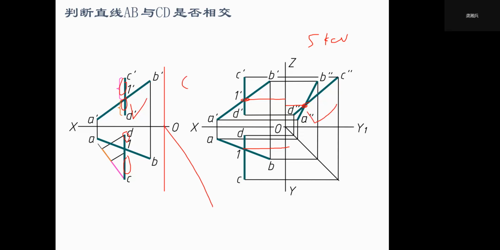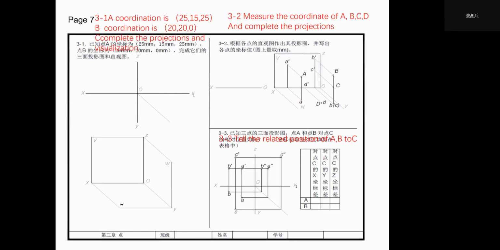You complete the third one. For the intersection point, use the point projection line. If it obeys, this one is an intersection point. If not, this one is not an intersection point, so they are not intersecting lines. So this answer is no, no intersection. Okay, that is all for the review of the line and the point and line.